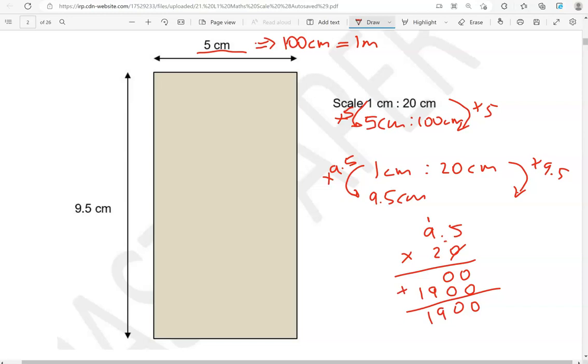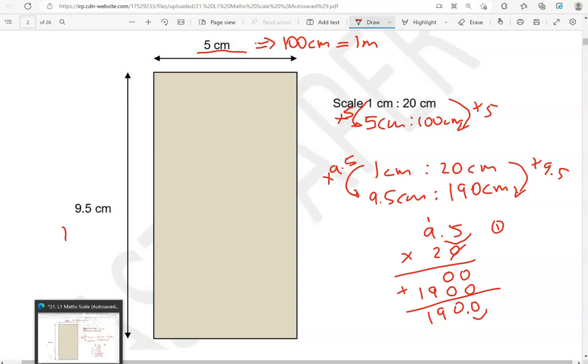We're going to give this 1 decimal place because 9.5 has 1 decimal place. 20 doesn't have any decimal places, so it's a whole number. So the answer will have 1 decimal place in total. So going backwards, I'll put the decimal point here, so that gives us 190 centimeters. There are 100 centimeters in a meter, as you know, so this is 1.9 meters.